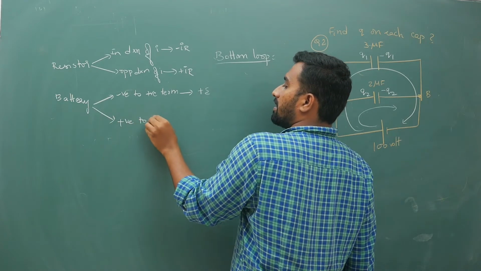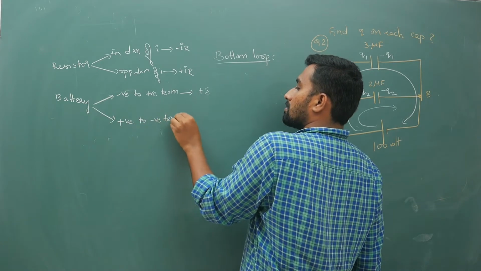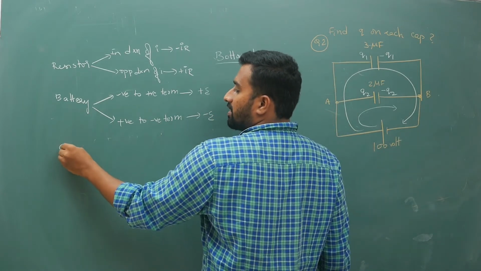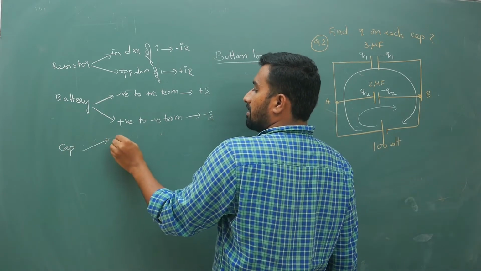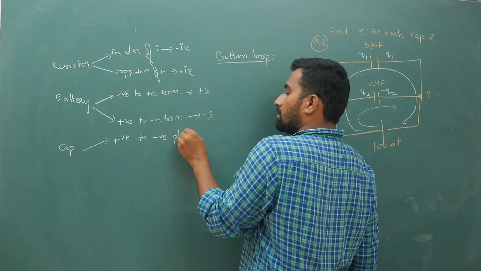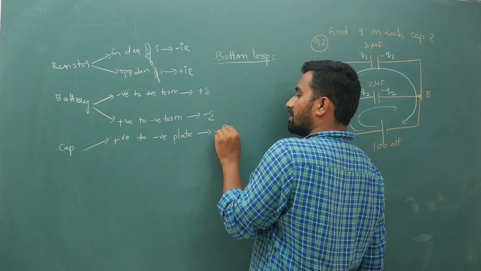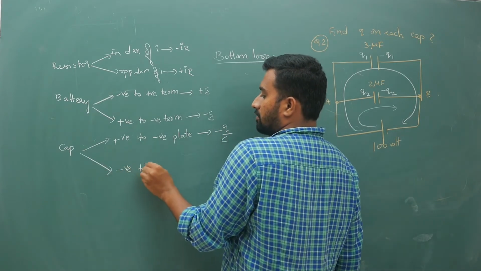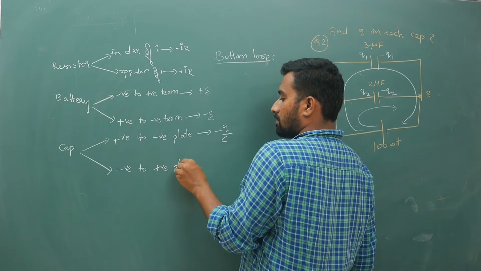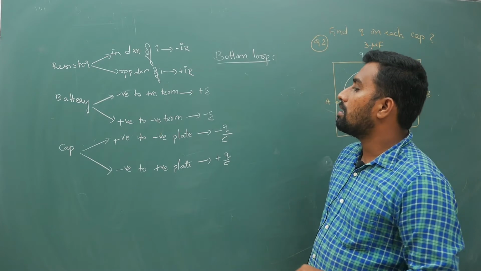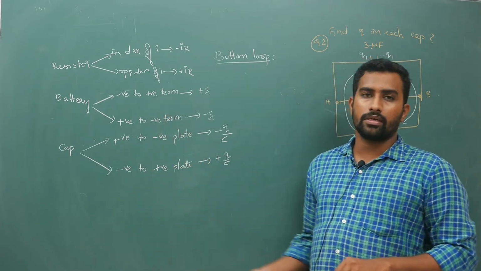Positive to negative terminal, it is minus E. And for a capacitor, positive to negative plate, it is minus Q by C. From negative to positive plate, it is plus Q by C. So this is how you are going to do it.